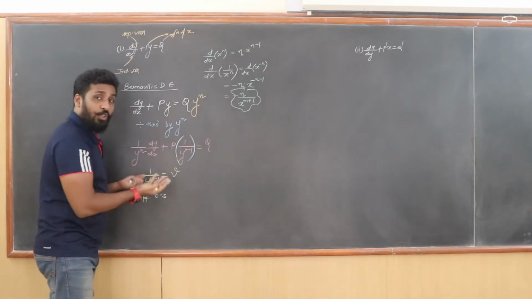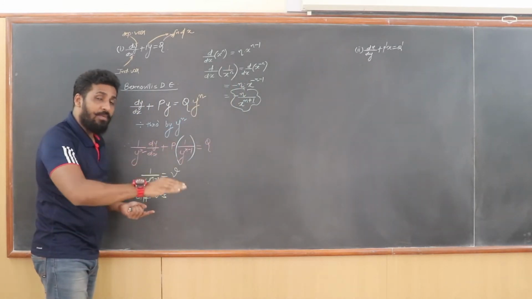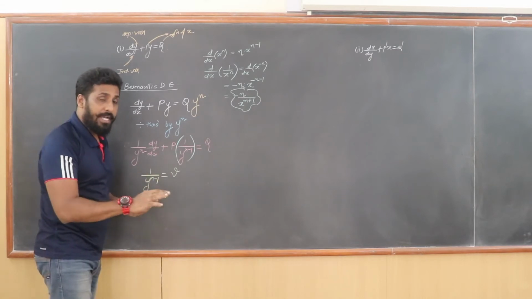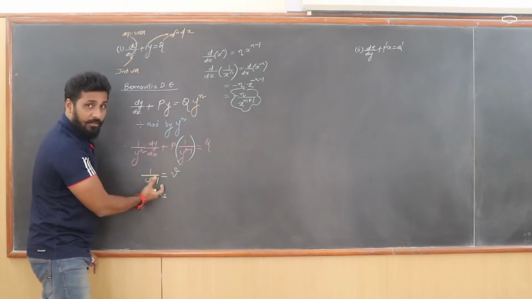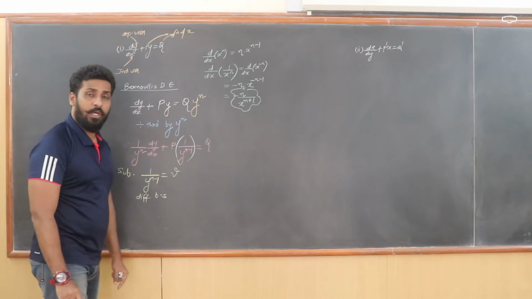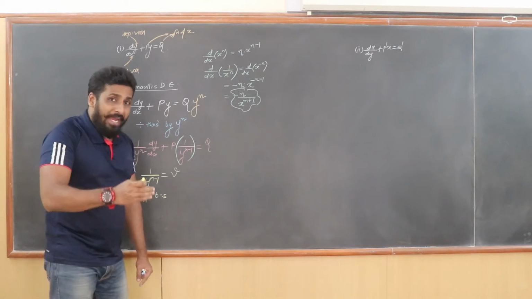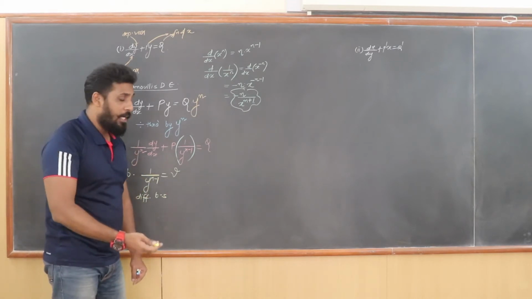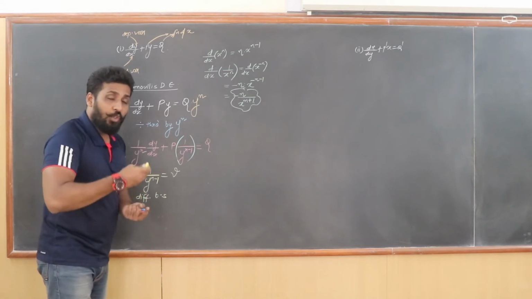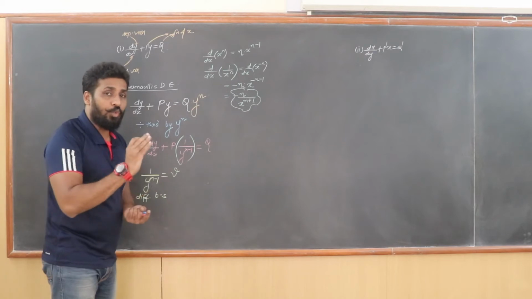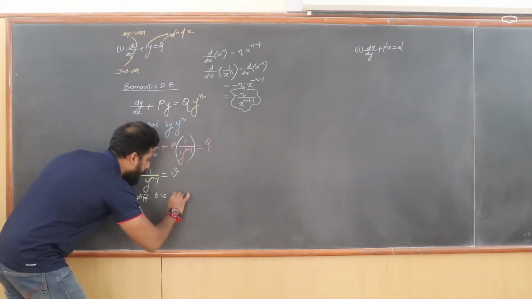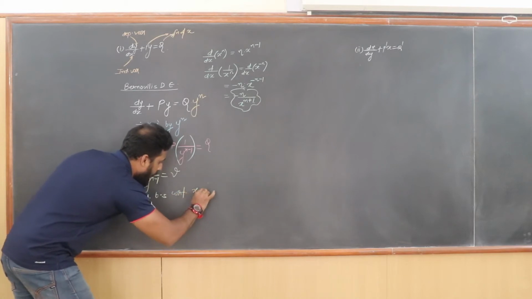So dy by dx should also change. Y is getting replaced into v, so dy by dx should also change to dv by dx. Whatever substitution I have taken, I'm going to substitute 1 upon y raised to n minus 1 as v. So y is getting changed into v, and dy by dx should also change into dv by dx. So dv by dx means you should differentiate with respect to x. So let's differentiate both sides with respect to x.